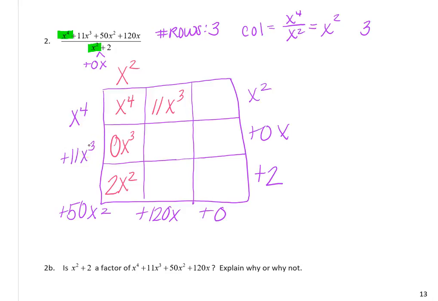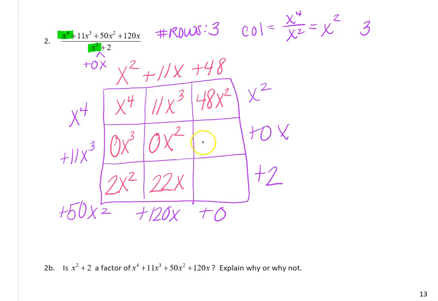The process starts over. x squared times a positive 11x will give you 11x cubed. Then multiply. I get 0x squared and a 22x, from 11x times 2. Now 2x squared plus 0x plus something must give me 50x squared. So this must be a 48x squared. Then lastly, x squared times a positive 48 will give me 48x squared.